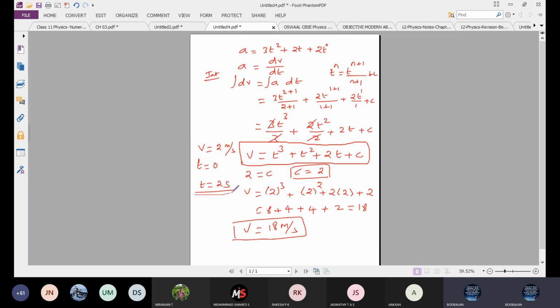Next step, at the end of 2 seconds, what is the velocity? V equal to the general formula t cube: t value 2, 2 cube plus 2 into 2 square plus 2t, 2 into t value also 2, c value also 2. Just do the maths calculation. Finally, velocity equal to 18 meter per second. This is the integral method: acceleration to velocity, velocity to position, that is displacement or distance.